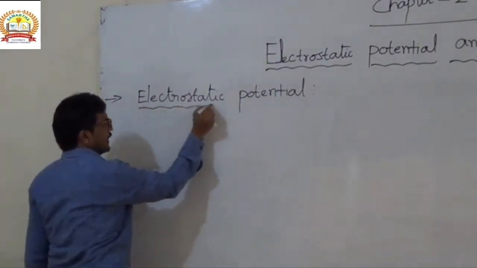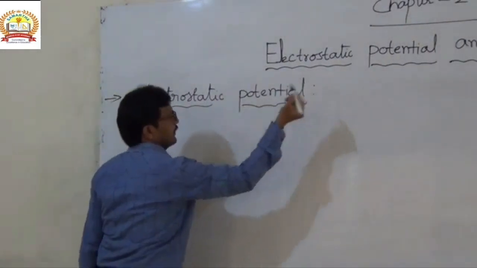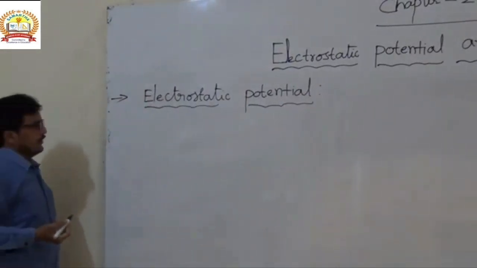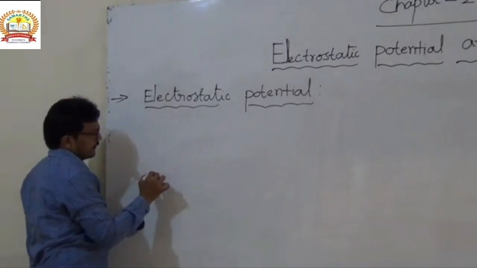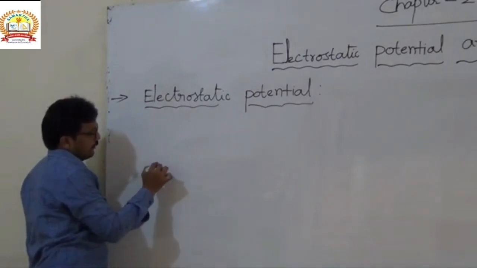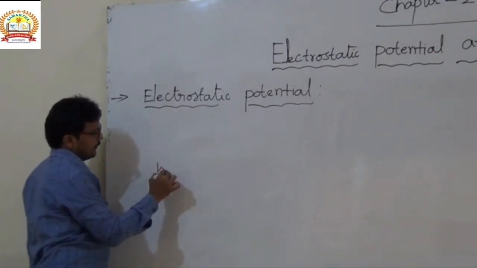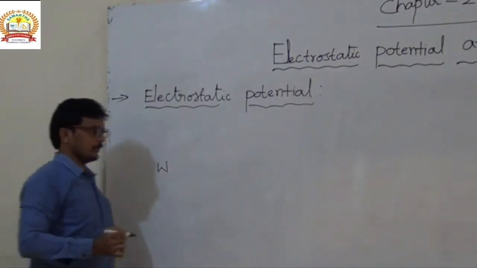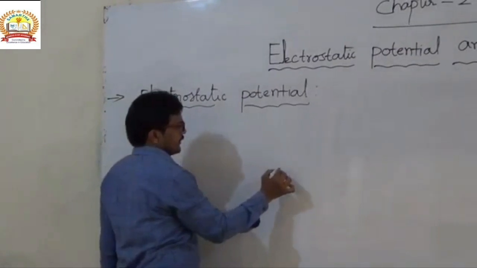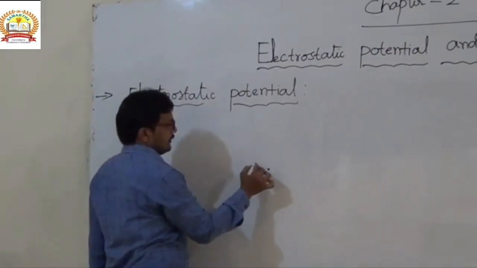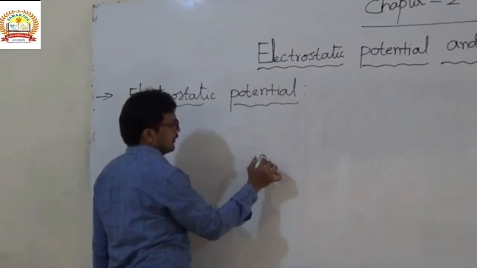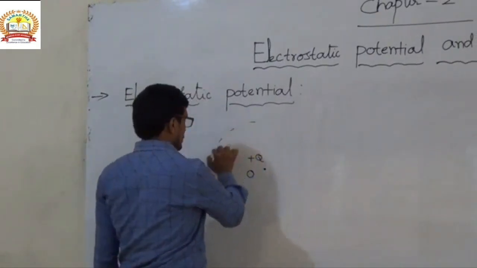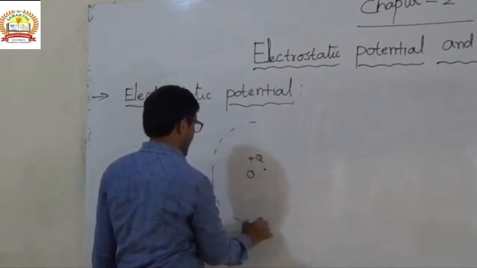So, the electrostatic potential is the amount of work required to bring the charge from infinity to the given point. Here we consider the charge +Q at point O, and it creates that field.